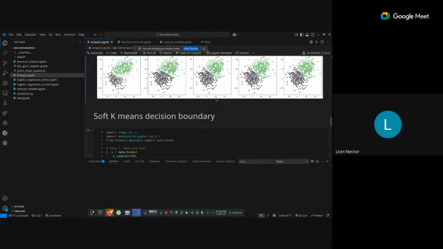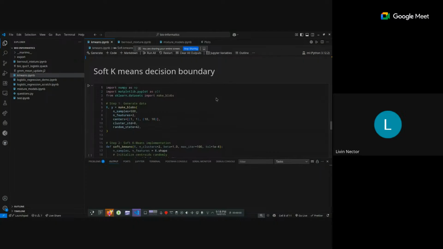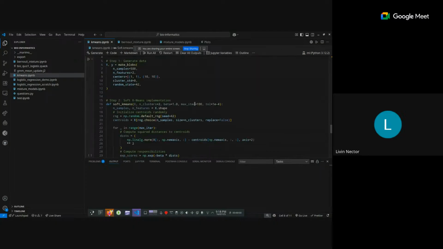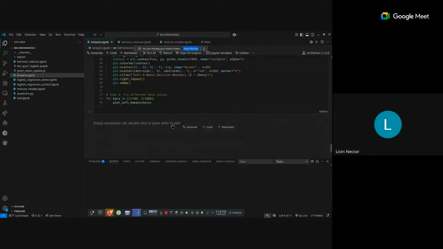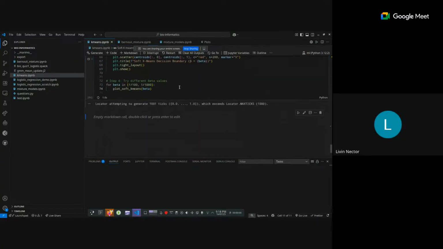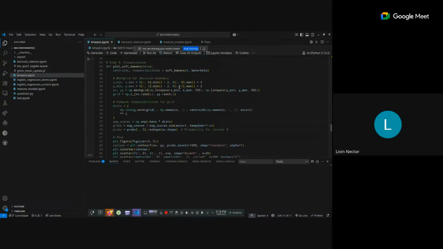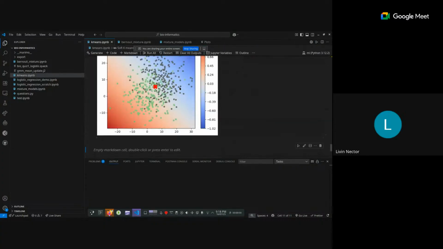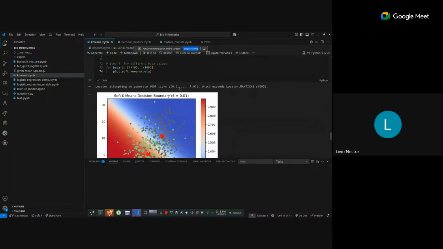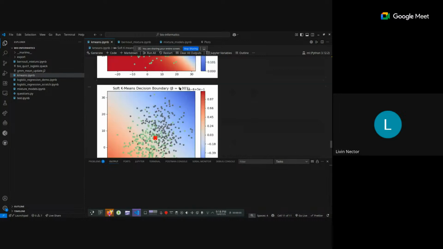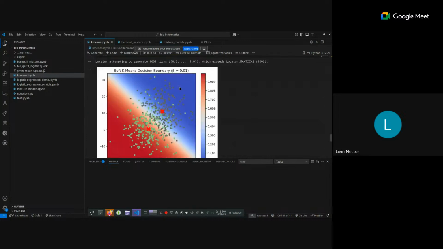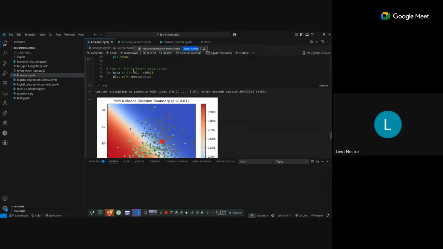So let's see how the parameters of this soft k-means affect things. We have something called beta. I have a re-implementation of the same thing over here, but with a different visualization. By changing the different values of beta, we can change how it converges, right? Let me try different values.